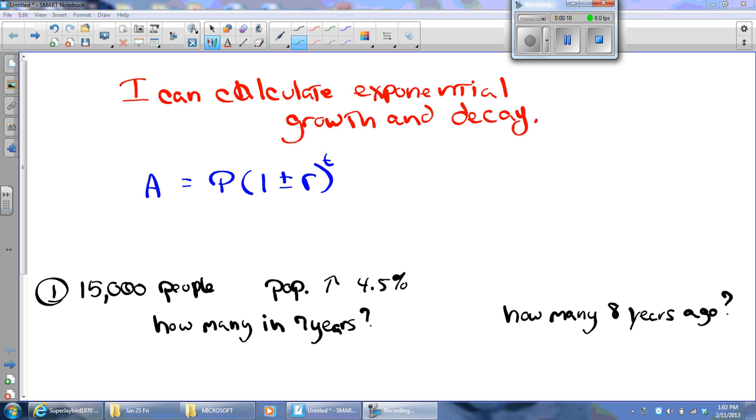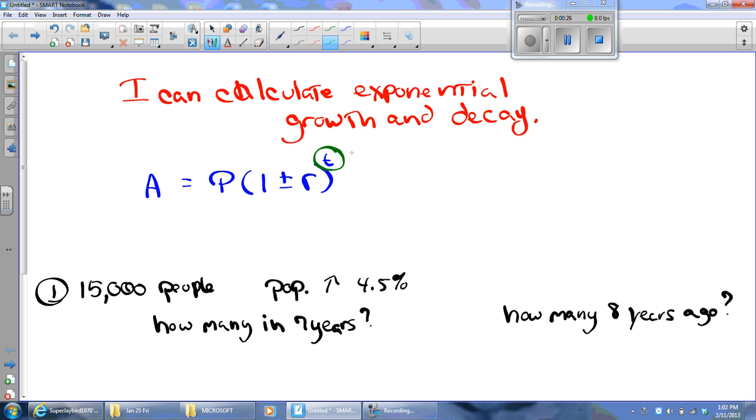Now, to be able to do this, we have a formula. It's actually pretty easy, but you have to understand the parts of the formula. The formula is A equals P times the quantity of 1 plus or minus R to the power of T. Now, we'll explain what each part is.